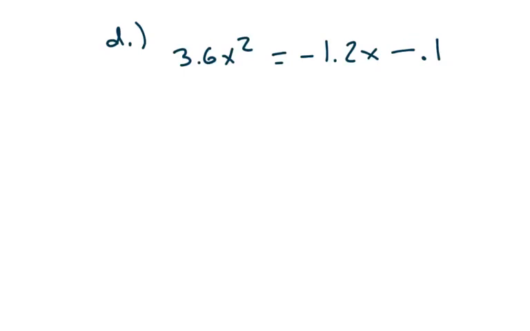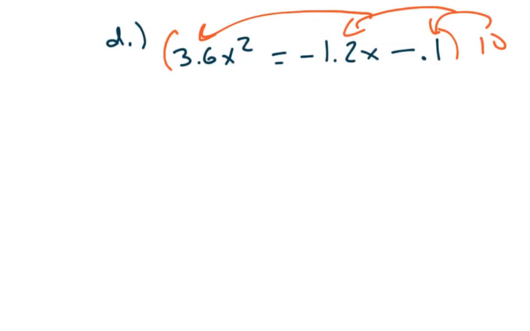So moving right along. This one is trying to scare you with the format, but I think you guys can figure it out. So go ahead and pause the video, try it out on your own. I'm going to assume that you've done so. If you don't like the decimals, since they're all the same amount, you can literally just move the decimal place over 1, because they're all the same. What I'm technically doing is multiplying by 10. If you multiply by 10, you get 36x squared equals negative 12x negative 1.